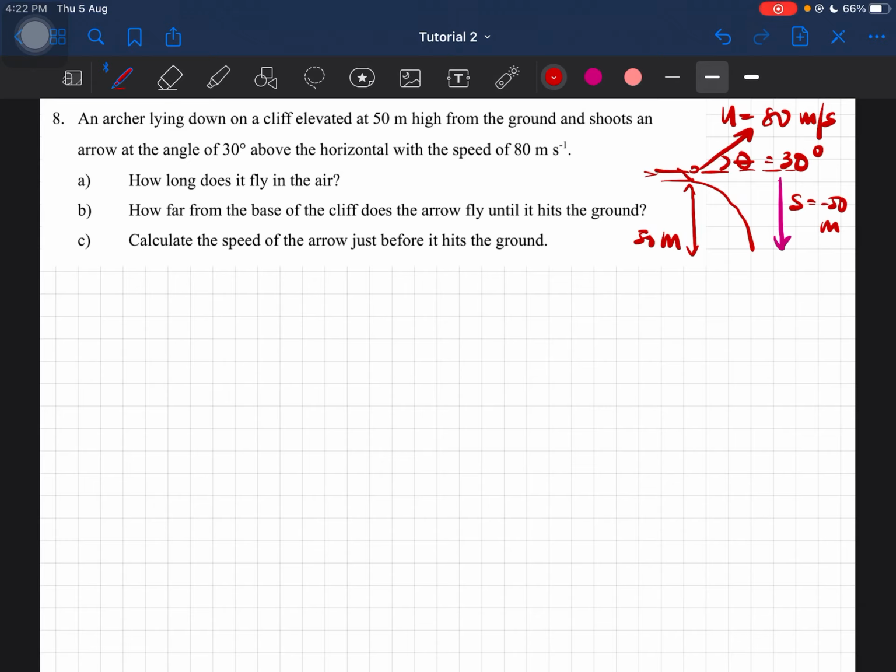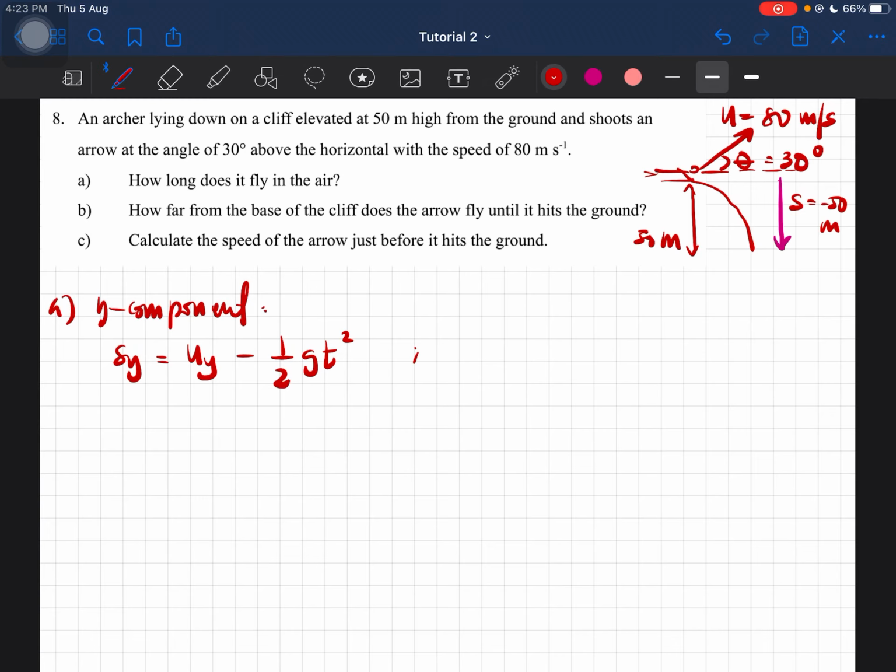Okay, so how long does it fly in the air? Okay, so let's do that. So how long does it fly in the air, we are only gonna look at the y component. Okay, so for the y component, we know that we can use sy equals uy t minus half g t square. So this is projectile motion. Please look at the table that I've summarized in your notes. There's the formulas that I'll be using here.